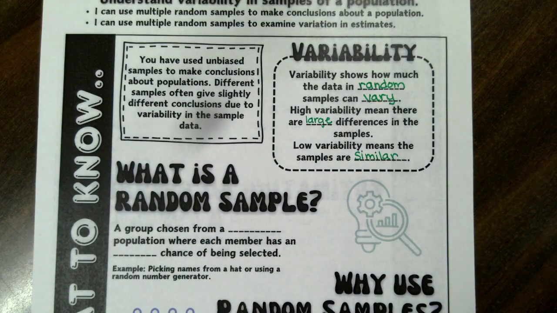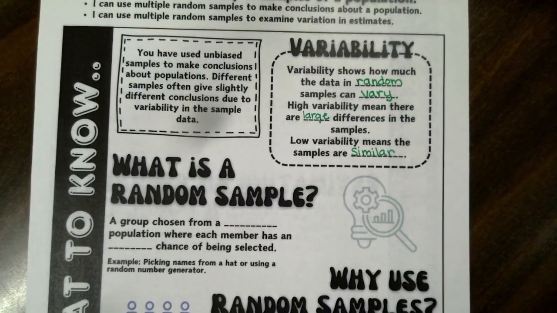If you have high variability, you're going to have large differences, which isn't always great, right? And low variability means they don't vary very much. They have a decent amount of the same answers, the same content, and so they're going to be similar.